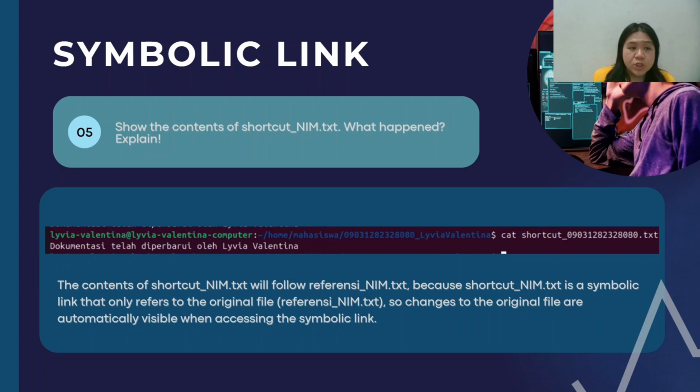And then the fifth question is show the content of shortcut_name.txt, say what happened, and explain it. I use the shortcut file name shortcut_090312832880x0.txt, and then the file displays "dokumentasi telah diperbarui oleh Lyvia Valentina". The contents of shortcut_name.txt follow the file referensi_name.txt. It's because shortcut_name.txt is a symbolic link that only refers to the original file, referensi_name.txt. So changes to the original file are also automatically visible when accessing the symbolic link.